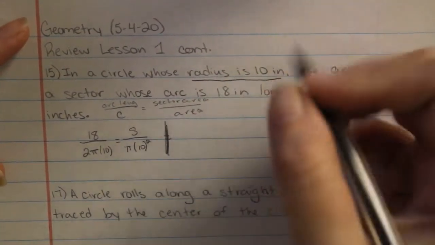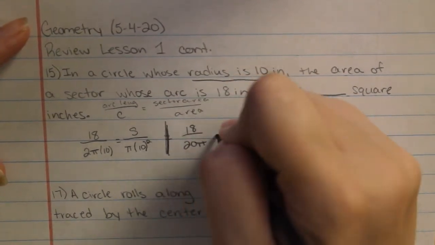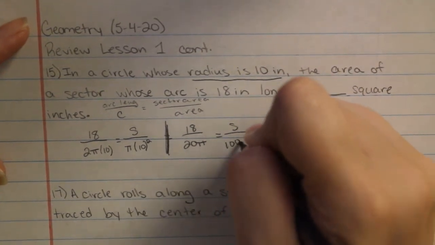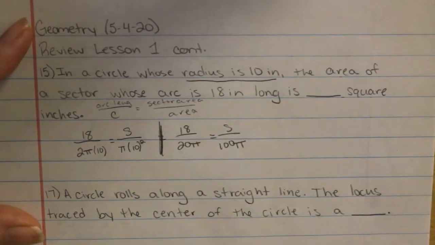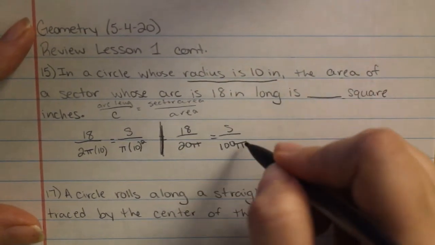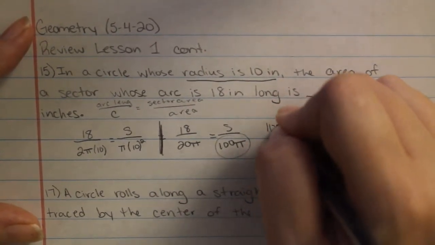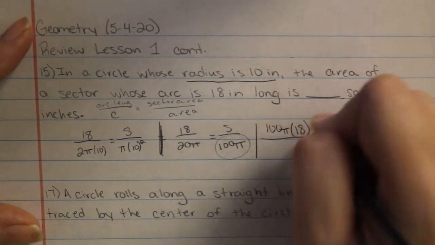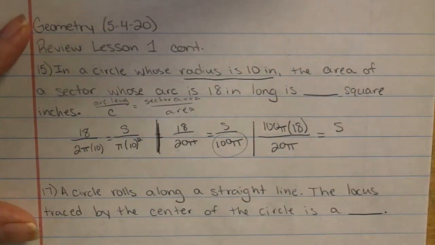Actually, I'm just going to put a line right there. So I've got 18 over 20 pi equals S over 100 pi. I'm leaving the pi there for a reason because that's a lot of calculating and I can actually leave it and end up taking it out in a second here. So I'm going to multiply both sides by 100. So I'm going to end up with 100 pi times 18 over 20 pi equals my sector.